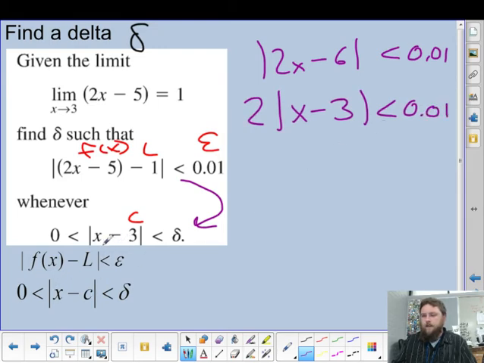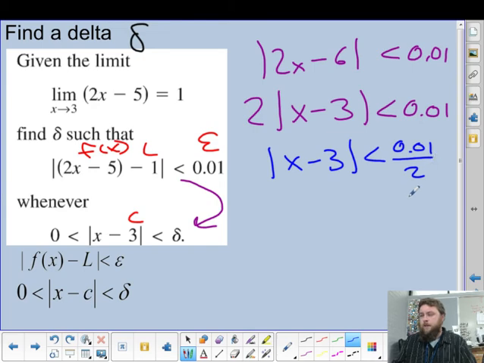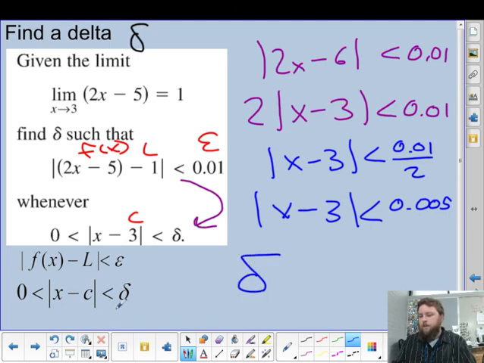Notice that's kind of similar to this guy right here. If I divide both sides by 2, the absolute value of x minus 3 is less than 0.01 divided by 2, which is the same thing as 0.005, 5 thousandths. So that means my delta is going to be equal to 5 thousandths, and I'm going to write it just like that. All right, that's it. Just one example, and we'll do more in class. See you later.